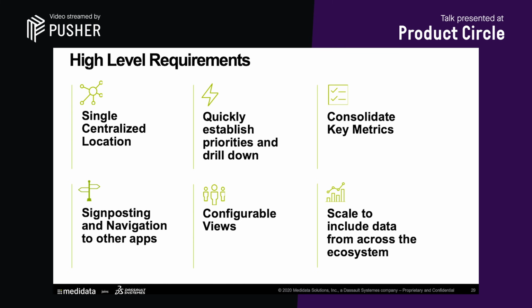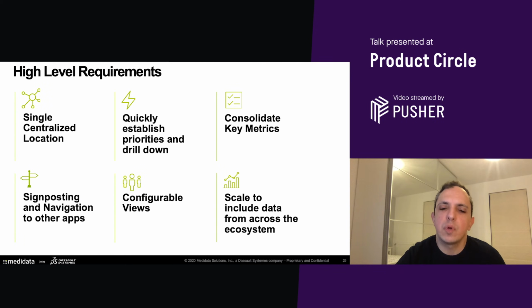So all those questions answered, this is what we ended up with, right? We wanted a single centralized location for all this data to be available in. We wanted our users to quickly establish their priorities and be able to drill down in the details. We wanted them to have a single place where they could just see key metrics about the stuff that they're interested in. We wanted the application to be signposting to other applications, right? We don't want them to spend too much time on the dashboard. We just want them to understand where they need to be going next. And we wanted them to have the ability to do so very quickly. We wanted it to be configurable. And of course, we wanted it to be scalable.